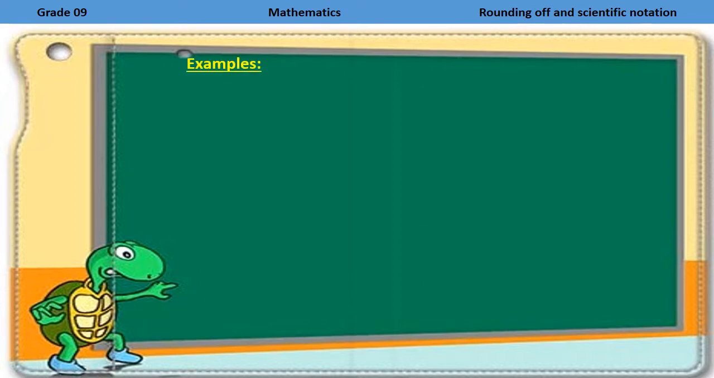Let's look at other examples. Round off each of the following numbers to the nearest 10. First one, 63. Here, the digit in the units place is 3 and it's less than 5. So, we have to replace the units place by 0. Then the answer is 60. Second one, 18. Here, 8 is greater than 5. Then we have to replace the units place by 0 and the tens place increased by 1. The answer is 20.